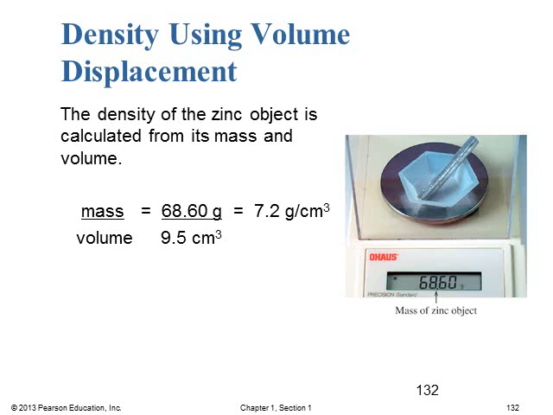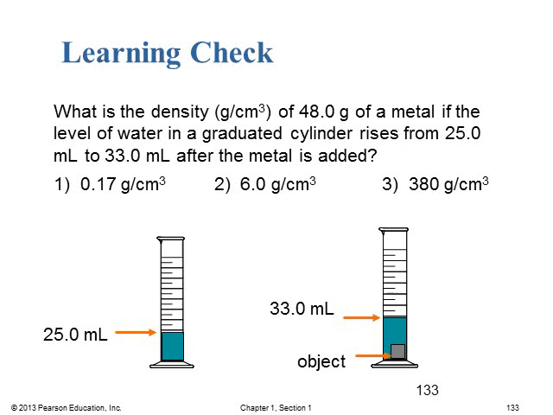So we take our mass of 68.60 grams divided by 9.5 cubic centimeters. You get 7.2 grams per centimeter cubed. Remember that we can only report two significant figures, as the value or measurement with the least number of significant figures is the volume, which has only two significant figures.